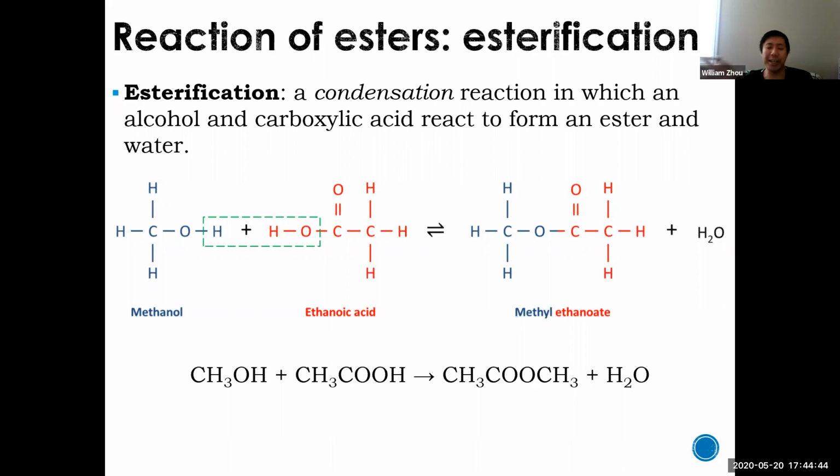So make sure you can recognize this as an ester. And of course, water is also produced. So in summary, an acid plus an alcohol will produce an ester and water. And that was supposed to be the lab that we'd be doing in this unit.